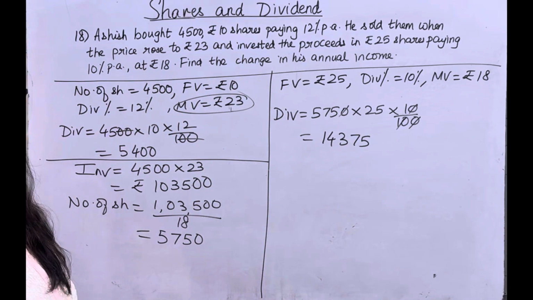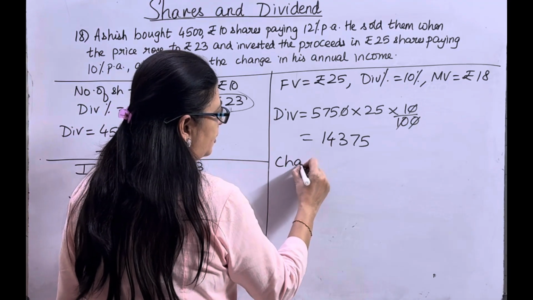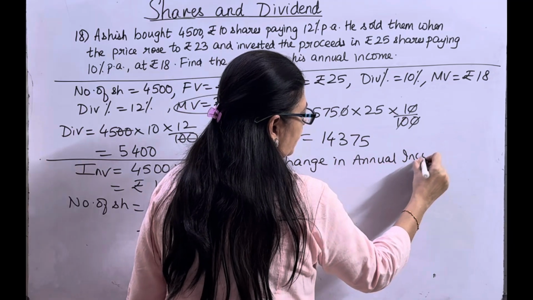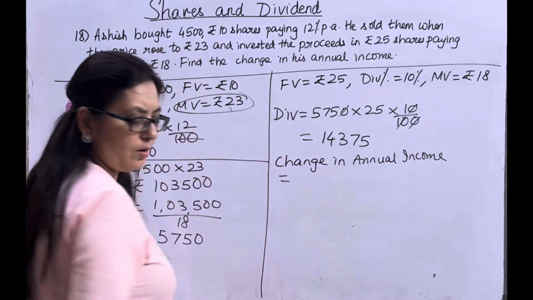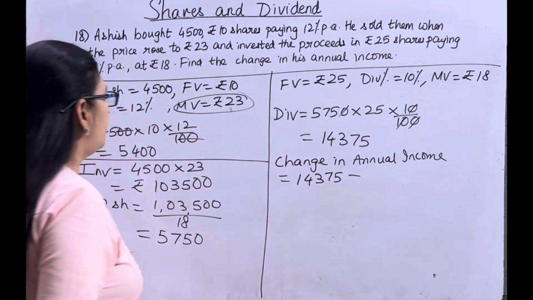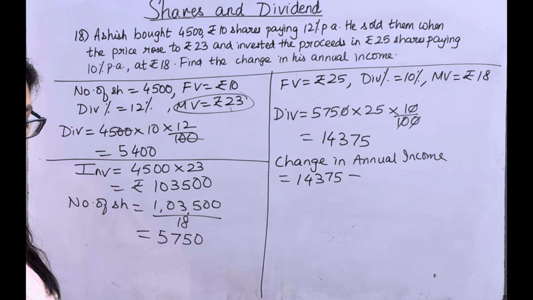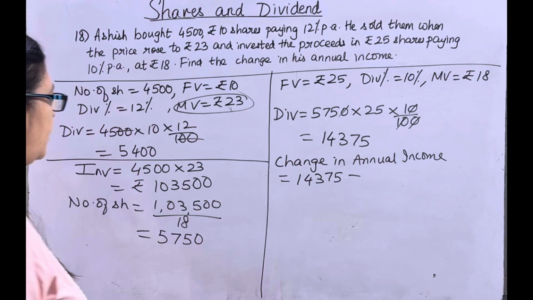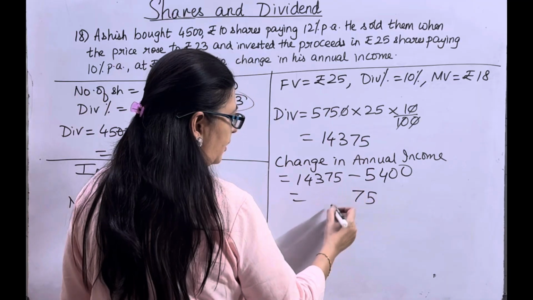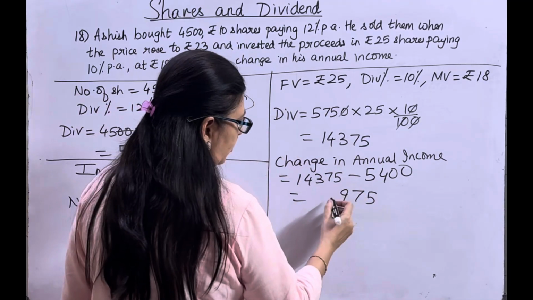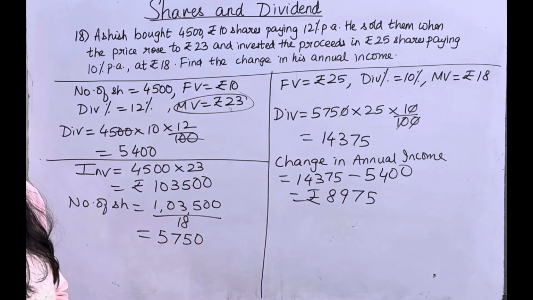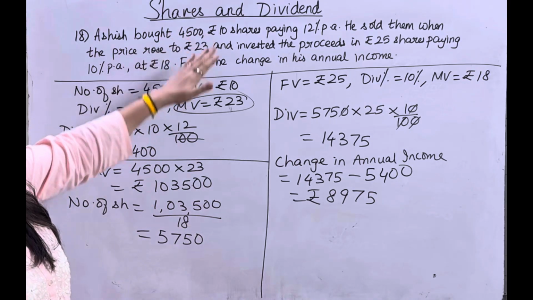Okay. Now what is the change in his annual income? So change in the annual income is 14,375 minus 45 times 12 is 540 minus 5,400. So this is the change in the annual income in rupees. 8,975.